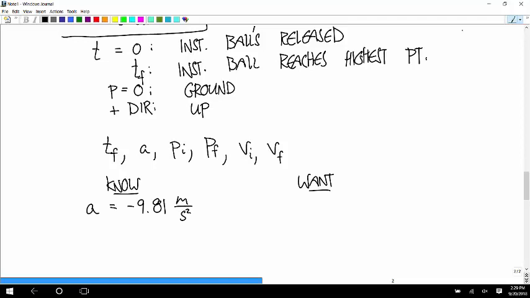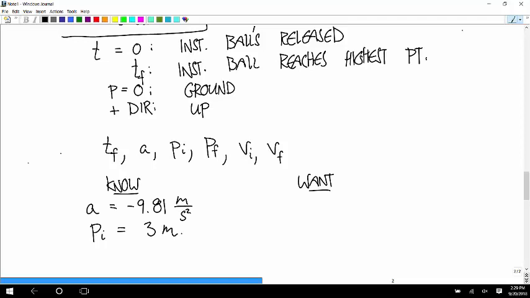Okay, do we know initial position? So that's the position of the object when time is equal to 0. What's that? And is it positive or negative 3 meters? Yep, because 0 is the ground, positive is up, so anything above the ground is positive. So P sub I is equal to 3 meters.